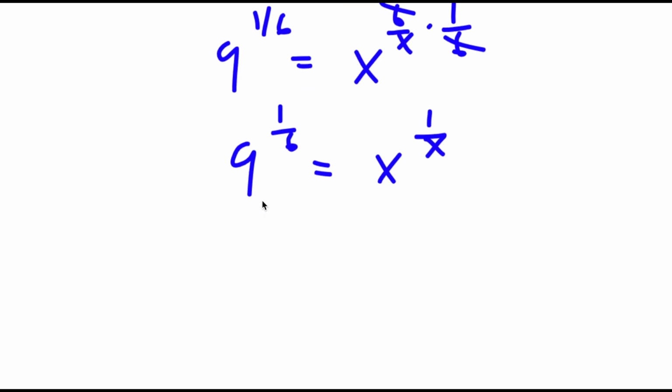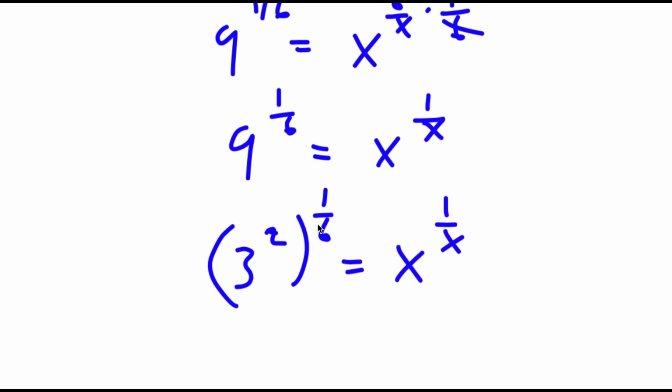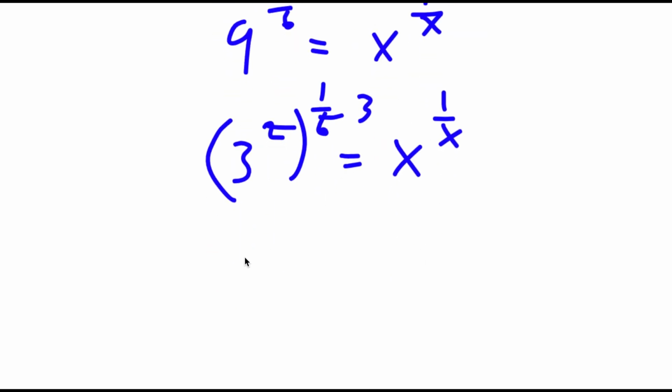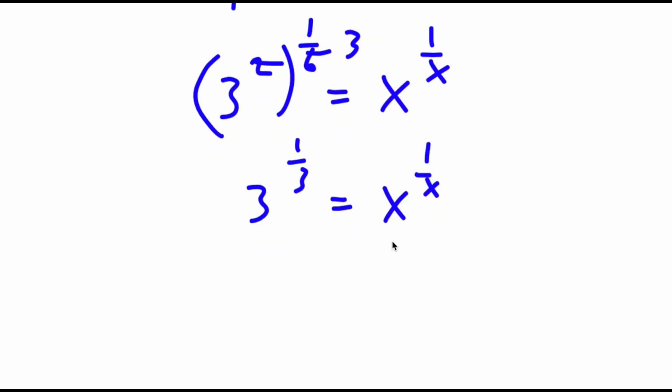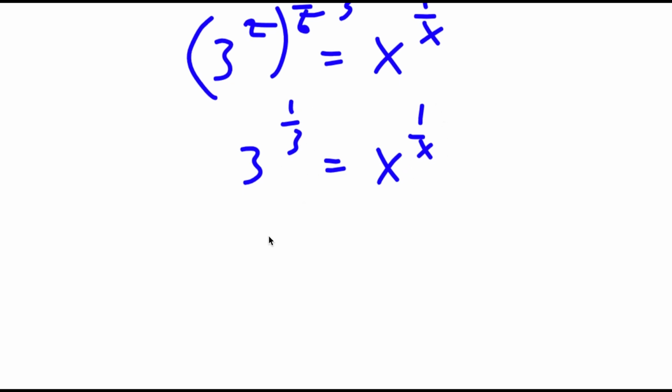Now, 9 is the same thing as 3 squared, so I get 3 squared to the power of 1 over 6 is equal to x to the power of 1 over x. 2 and 6, these make 3, so I get 3 to the power of 1/3 is equal to x to the power of 1 over x. And notice how this is in the form x to the power of 1 over x. A number to the power of 1 over that same number is equal to x to the power of 1 over x, meaning x is simply equal to 3.